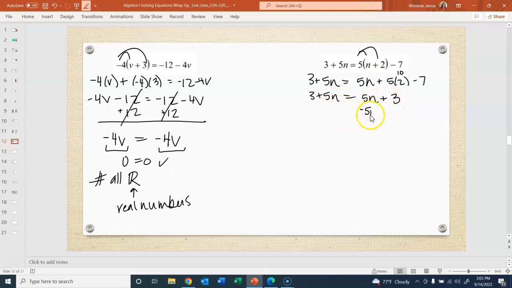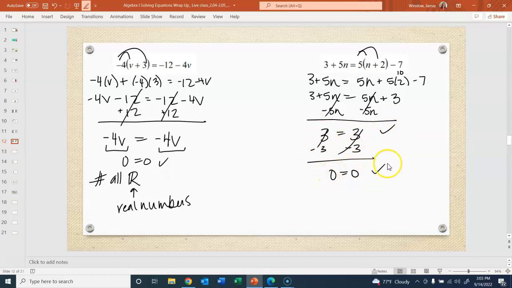Let's continue getting this down to what we might think, right? And these both cancel, so you get 0. So 3 equals 3. Like, yep. And even if you wanted to bring these on both sides, you would get 0 equals 0. So this is all real numbers.